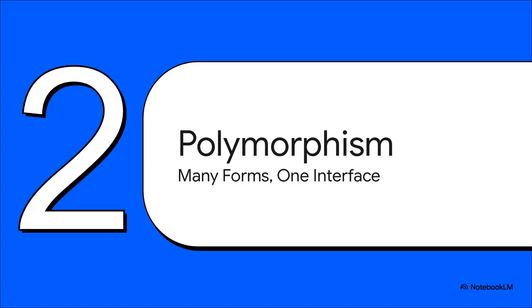And now for our second tool, which actually builds right on top of inheritance. This is polymorphism. And honestly, this is where our code starts to get really flexible. The word itself just means many forms, and you're about to see how it lets us control a ton of different objects with just a single command.